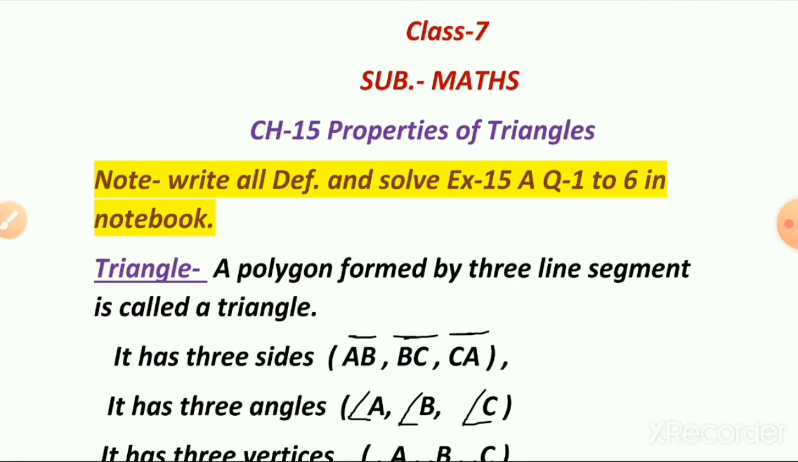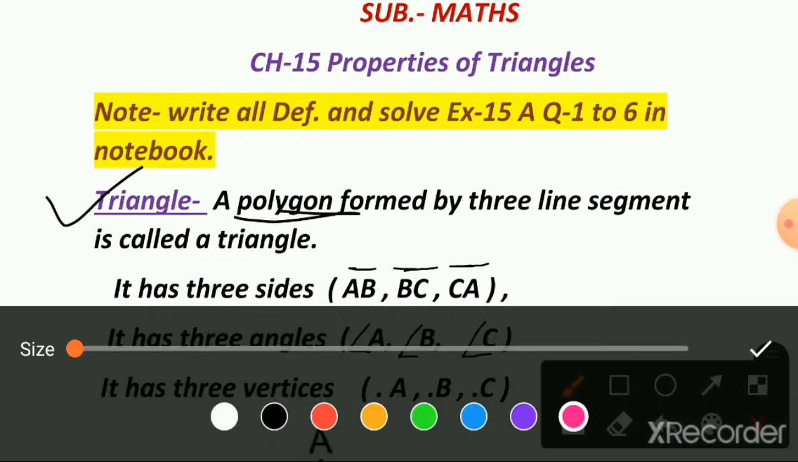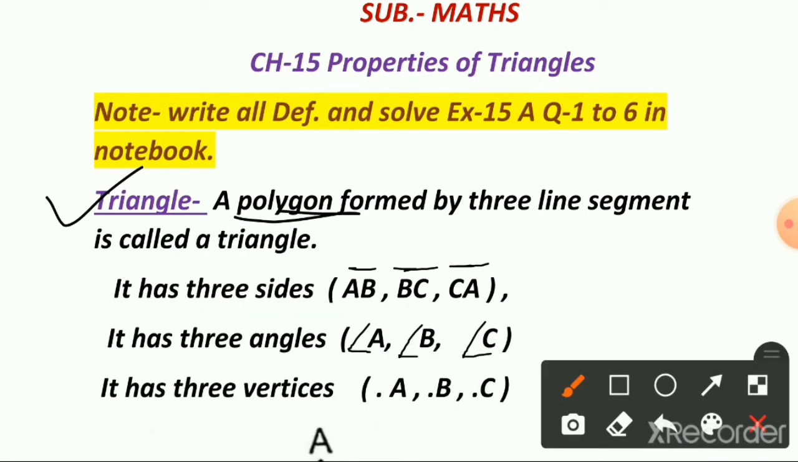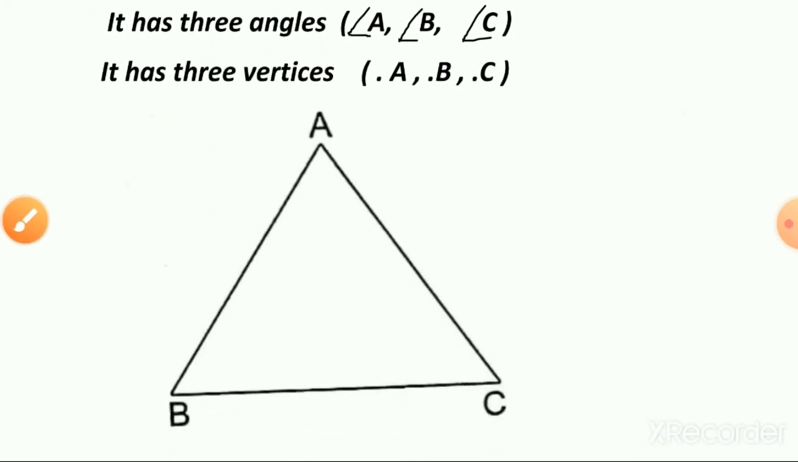So the first one is triangle. First we should know what is a triangle. A triangle is a polygon. Polygon means a simple closed figure which is made up of line segments. So a triangle is a polygon which is made up of 3 line segments. 3 sides are there, 3 angles are there, and 3 vertices. Vertices means corners. So let's have a look at the shape of the triangle.